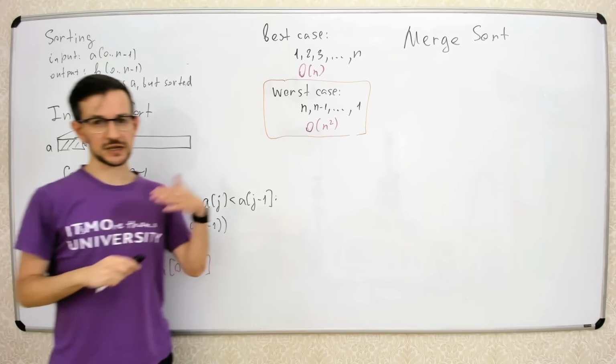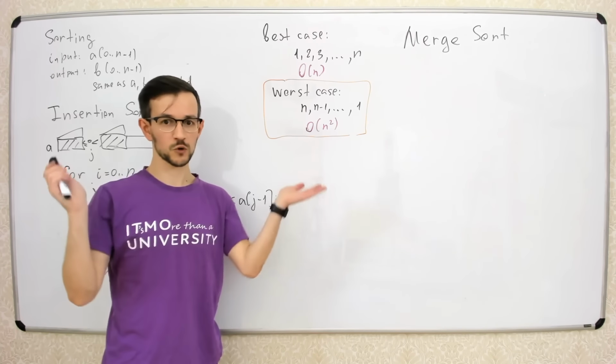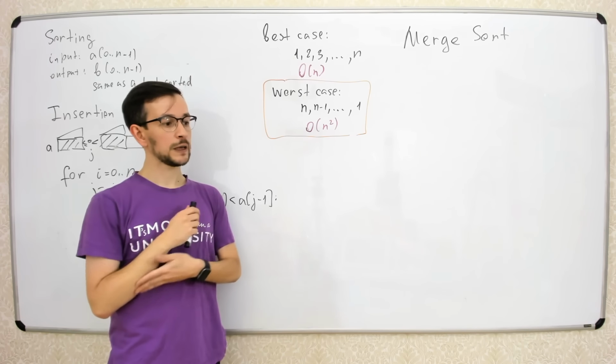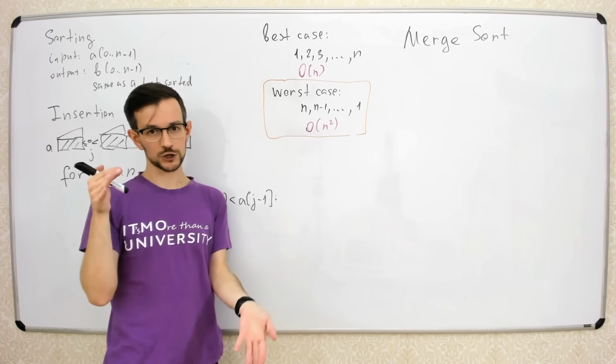Merge sort is another sorting algorithm with time complexity less than n squared. Spoilers. So how does the merge sort work? The central element of the merge sort algorithm is the merge operation.